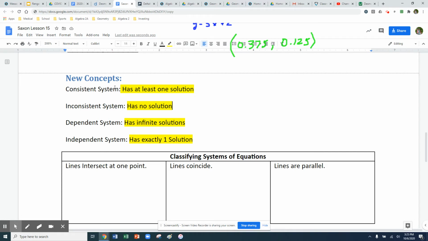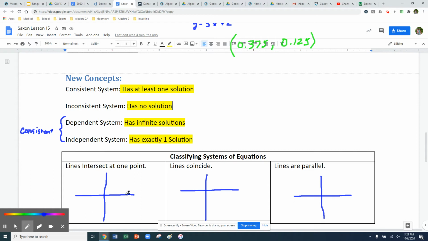First, a consistent system means it has at least one solution. And we've seen some systems so far that have solutions. Inconsistent has no solutions. So you might want to start thinking about, if we're talking about a system like 2 or more lines, what type of lines would not have solutions, that would not intersect? A dependent system is a system that has infinite solutions, and then an independent system has exactly one solution. Both a dependent and independent system are consistent because they have a solution.